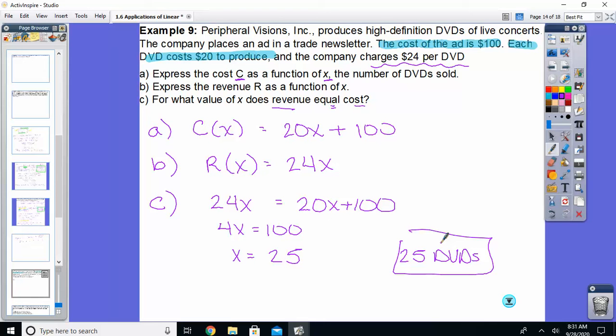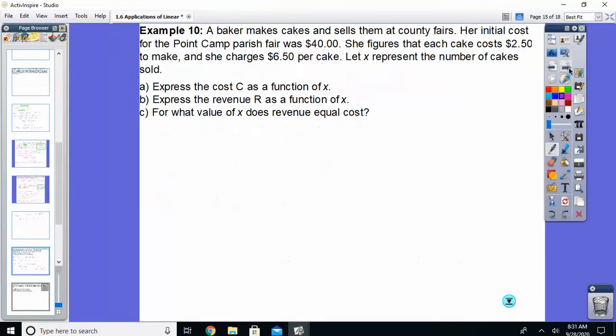I want you guys to try to set up one like this. Here's your problem.